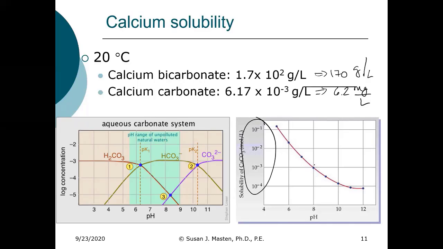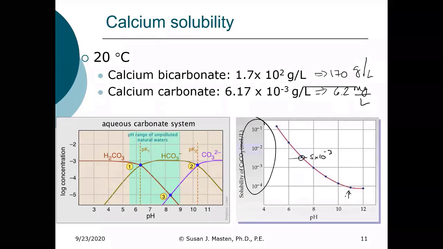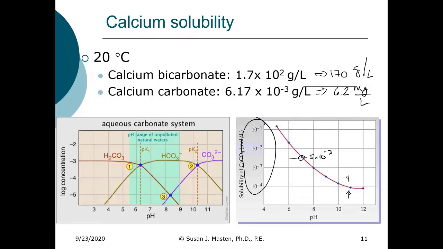If we start at a pH of 7 here, and we increase the pH, let's say to 11, we have a decrease from about 5 times 10 to the minus 3, and this is in moles per liter, down to about 9 times 10 to the minus 4. So about an order of magnitude decrease in the concentration from a pH of 8 to 11.